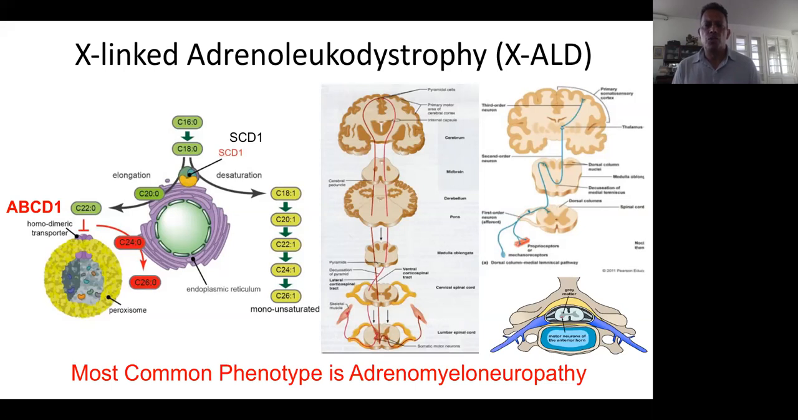These two tracts are the most common ones to be affected in adrenoleukodystrophy, and in particular in adrenomyeloneuropathy. Adrenomyeloneuropathy is the adult form of adrenoleukodystrophy. It is the most common form of adrenoleukodystrophy. It's called myeloneuropathy because it's exactly the spinal cord, myelo, and the peripheral nerve, neuropathy, that is affected.